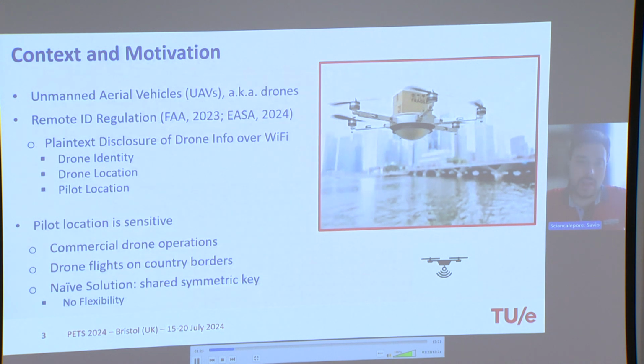To this aim, several aviation authorities, for example, the FAA in 2023 for the US and the EASA for the European Union in 2024, enforced regulations for basically accountability of drone operations. These regulations are called remote identification regulations, and they involve the plain text disclosure of drone information over wireless channels. They can be Wi-Fi or Bluetooth. For the aim of this work, that's Wi-Fi. This information includes drone identity, location, and pilot location, just to name a few of this information.